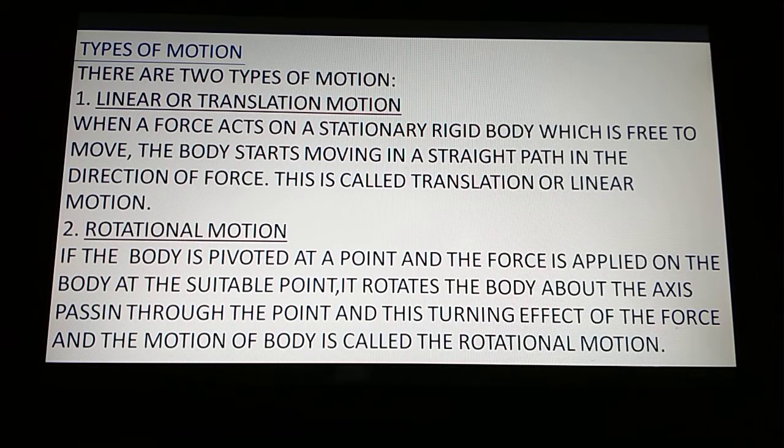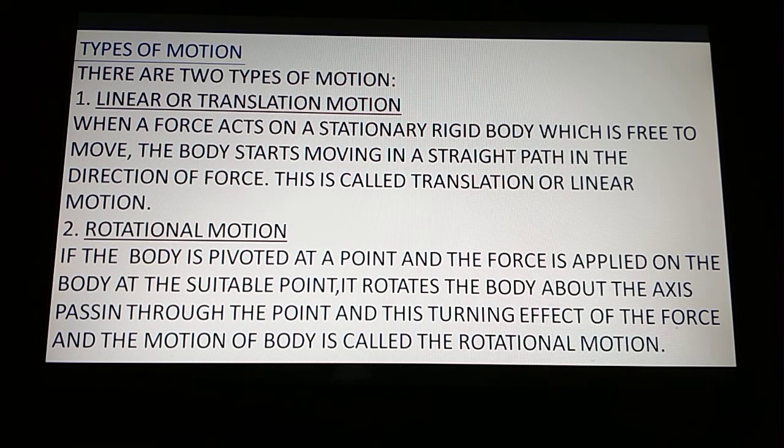Okay, so rotational motion. If the body is pivoted at a point and the force is applied on the body at a suitable point, it rotates the body about the axis passing through the point, and the turning effect of the force and the motion of the body is called rotational motion. A ball is also an example of rotational motion. If you rotate the ball anti-clockwise or clockwise, the ball rotates on its axis. This is an example of rotational motion.